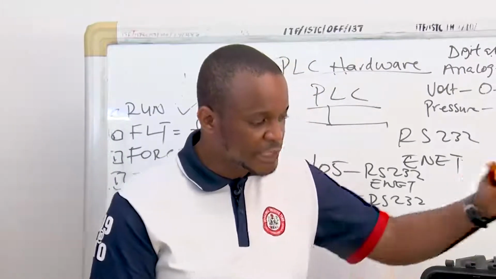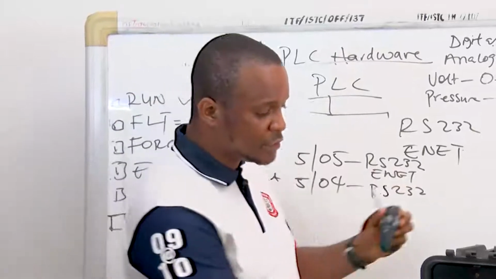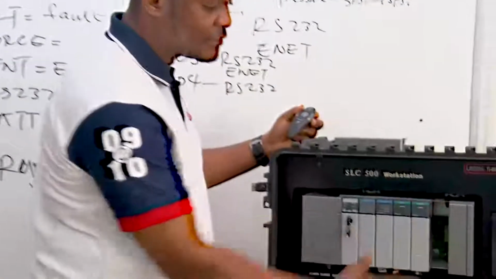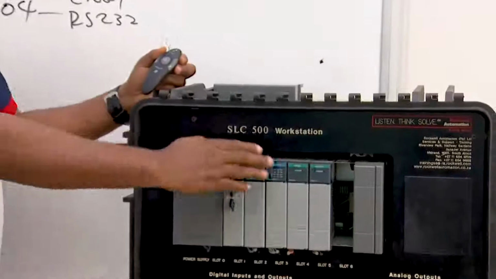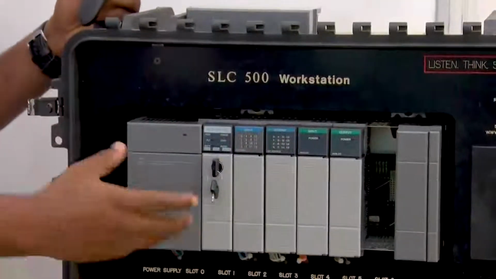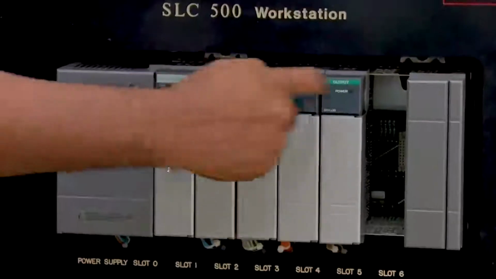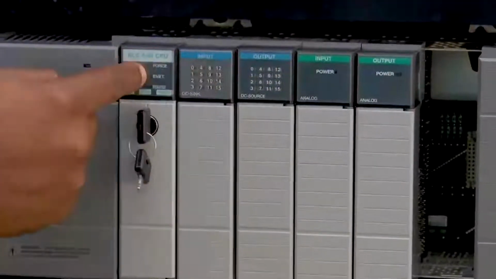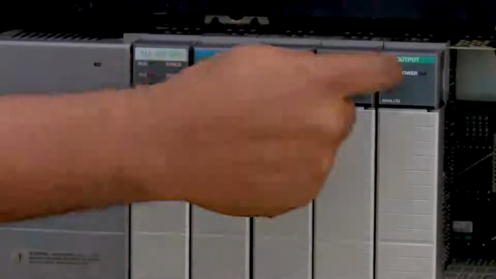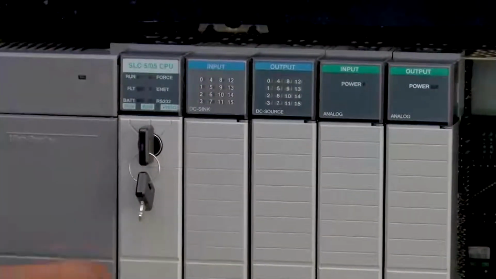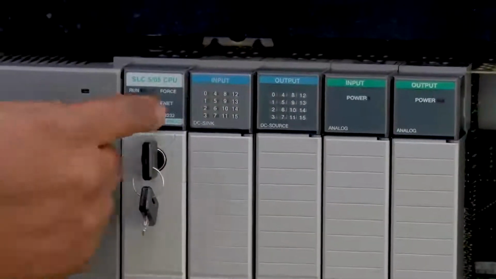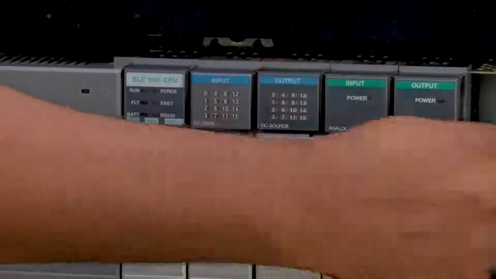Modular systems can be expandable, like this one. This is a 1, 2, 3, 4, 5, 6, 7. This is a 7-slot chassis. This is known as a 7-slot chassis. But we are currently making use of 5 modules. 1, 2, 3, 4, 5. Okay, this is the power supply. You don't count it. So this is 1, 2, 3, 4, 5, and then 2 extras.